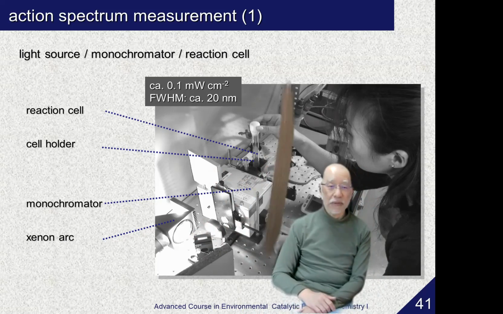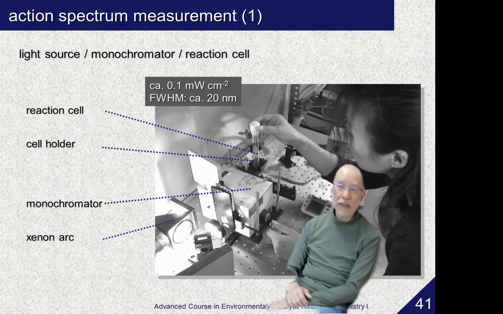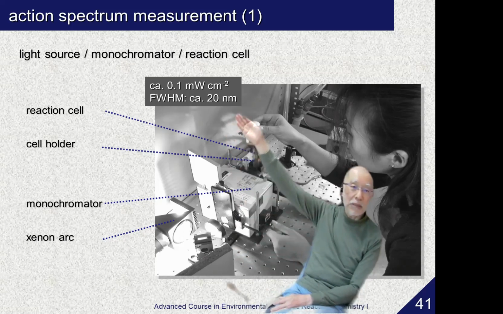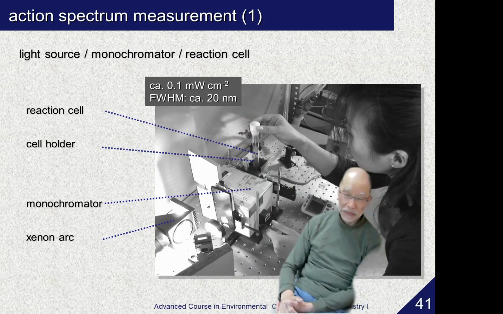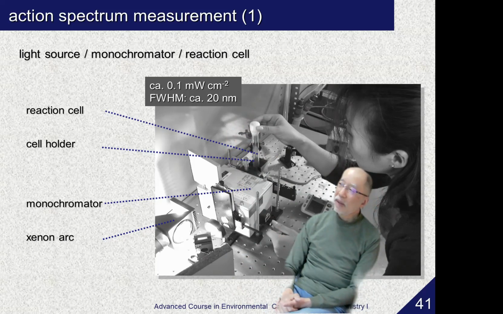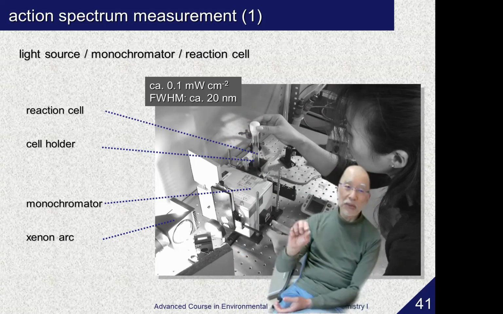The photocatalytic reaction is operated by using the mercury arc that is a very high intensity lamp. But actually, this monochromatic light from this monochromator is about 0.1 milliwatt. So that is so low. An ordinary mercury arc at 365 nanometer is about 20 or 30 milliwatt. That is 2 orders of magnitude higher than this. And that is very, very low intensity light.